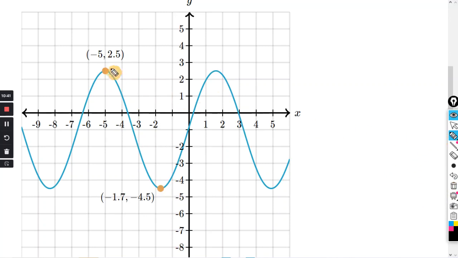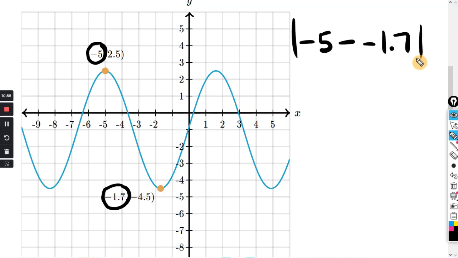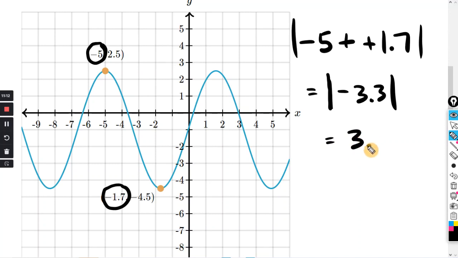All right, we're just looking at x coordinates. We have -5 minus -1.7. And of course, you take the absolute value. 2 negatives make it positive. Positive 1.7 minus 5 is going to be -3.3. Okay, but then you take the absolute value, and it's positive 3.3. All right, again, if you don't like absolute value, you can always put the larger number first when you subtract, and you won't have to do that.